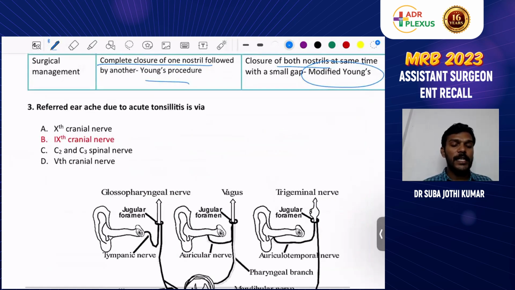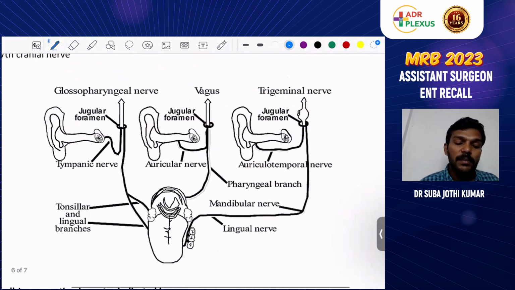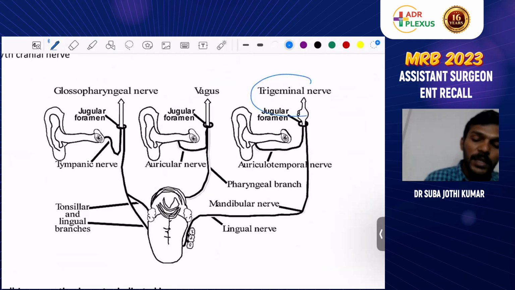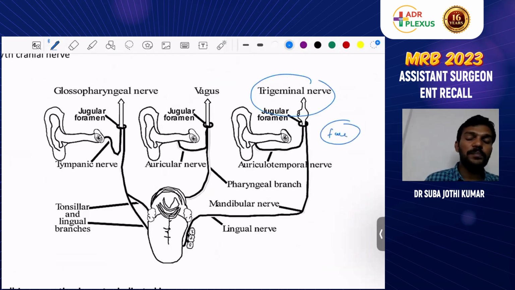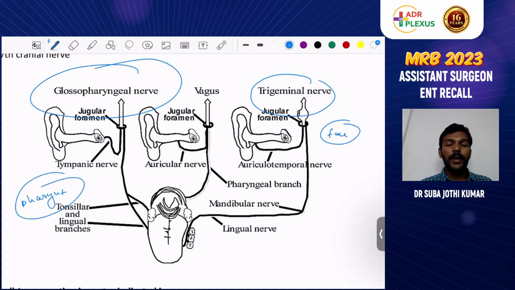The next question is regarding referred otalgia. So referred ear pain due to acute tonsillitis is via. See, this is a schematic diagram representing referred ear pain. In case of the trigeminal nerve, if there is some pathology over the face, there could be referred ear pain via the trigeminal nerve, because the auriculotemporal branch of the mandibular nerve supplies the ear, and the trigeminal nerve supplies almost all parts of the face. So any problem over the face can be experienced as referred ear pain because both have a common dermatomal supply.